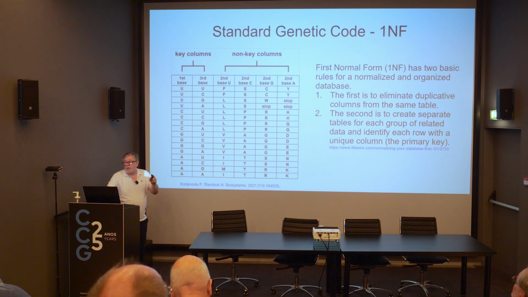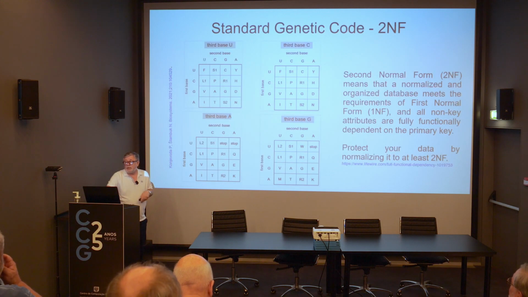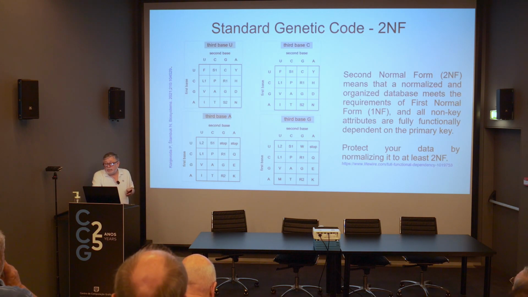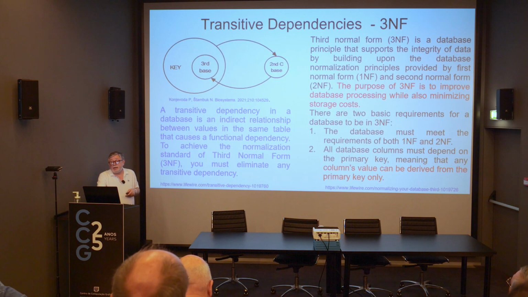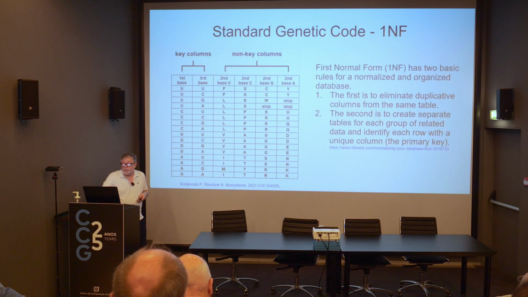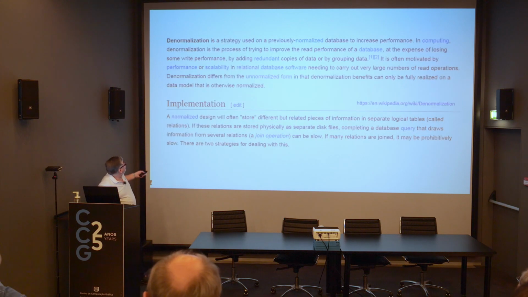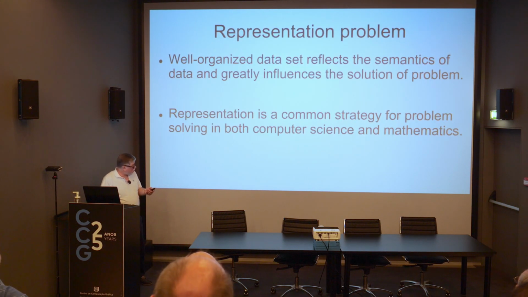So first normalized form, second normalized form. Those are standard things, and I don't go into detail. Eliminate transitive dependencies, so all the columns should depend on the primary key.